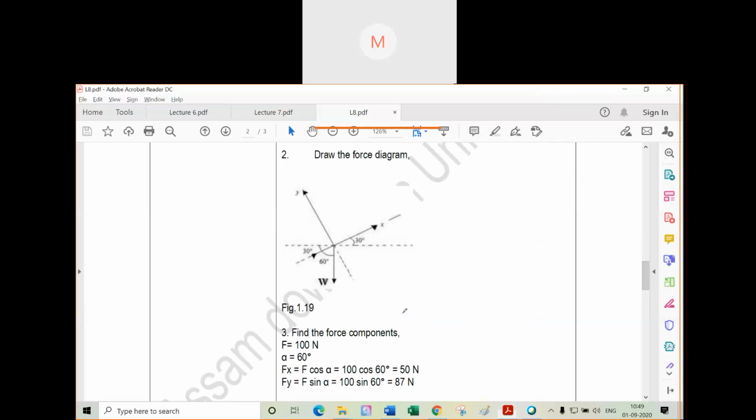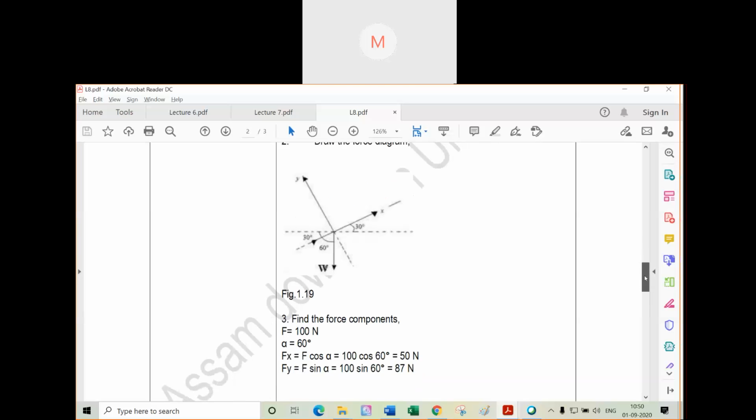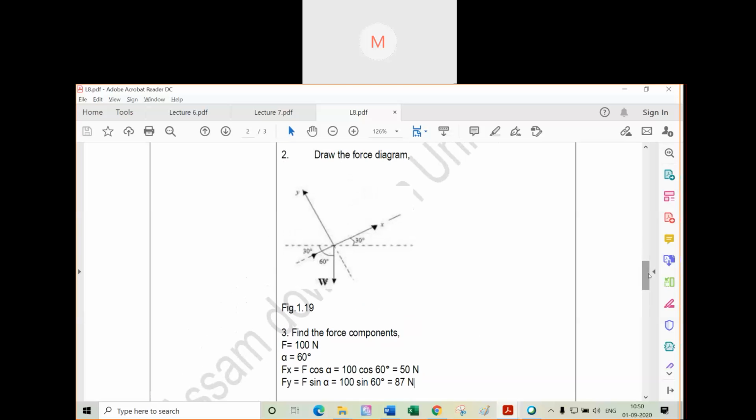Look. Now weight is given as 100. So 100 will be acting downward. So 100 cos 60. If this is 100, then this will be cos 60, and the other will be sin 60. Simple. You found out the x component and you found out the y component. That's what you need to do. Okay? Clear everyone?